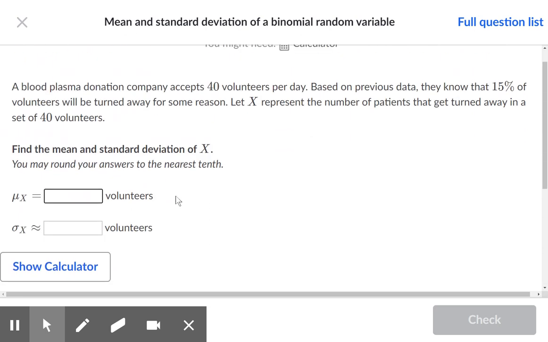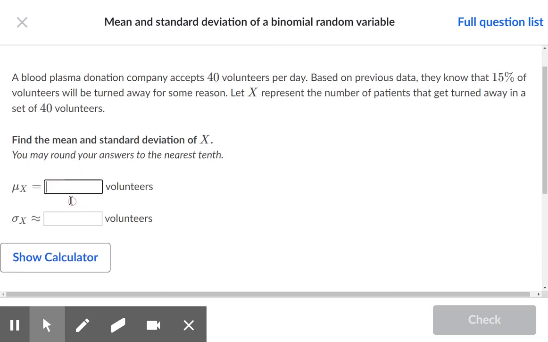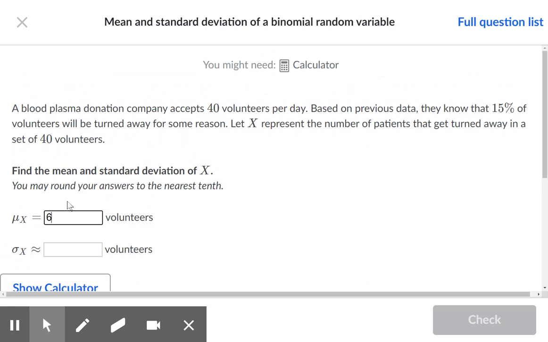So the formula is what? n times p, right? n is 40. What is my p? 15%, which is 0.15. So take 40, n times p, 0.15. That would be 6. So on average, this donation company turns away 6 volunteers.